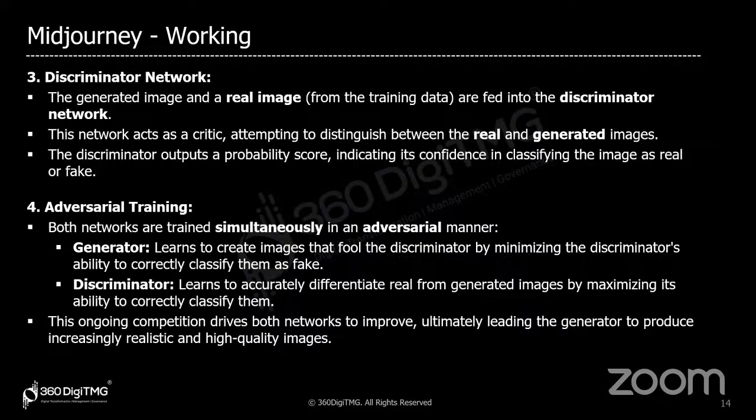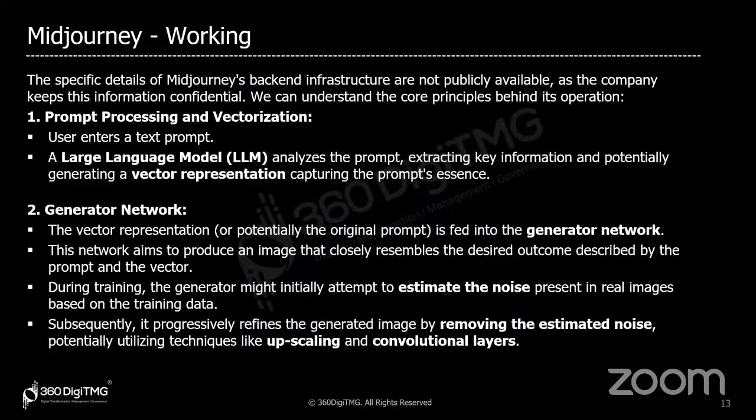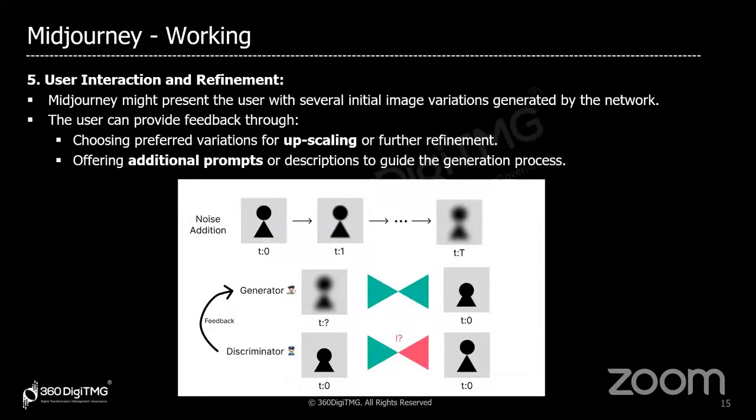So this is our architecture, or what we can say the working of Midjourney. Then there is the last step left, that is user interaction and refinements. In Midjourney, the user is presented with several initial image variations generated by the network. Users can provide feedback by choosing a preferred variation for upscaling or further refinement. They can offer additional prompts or descriptions to guide the generation process.